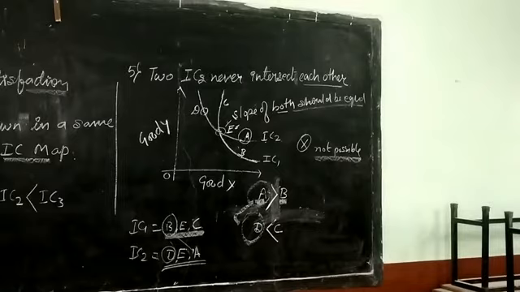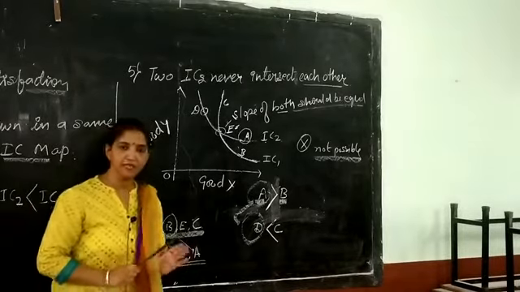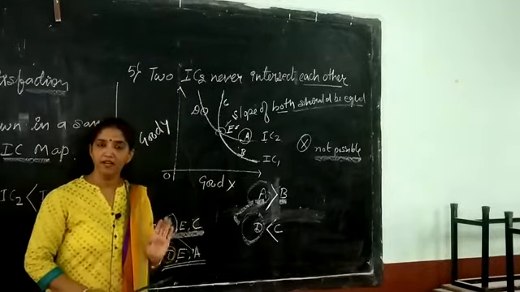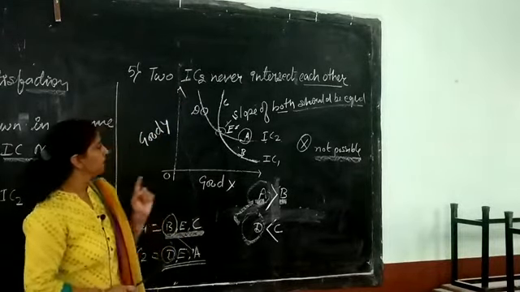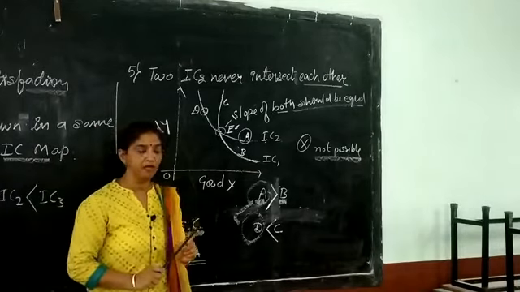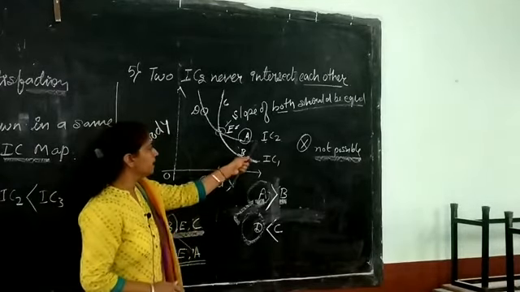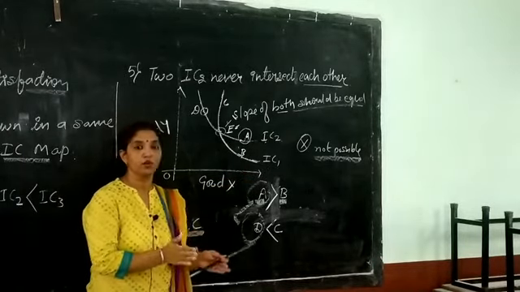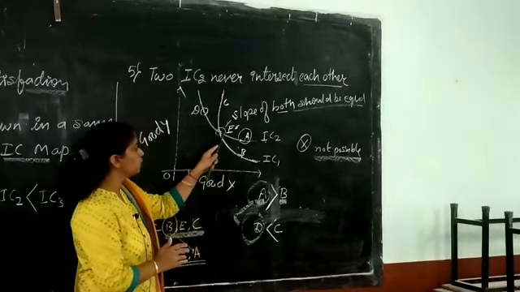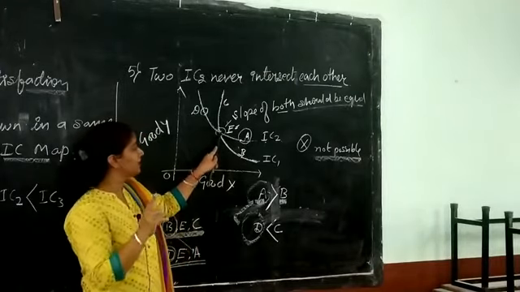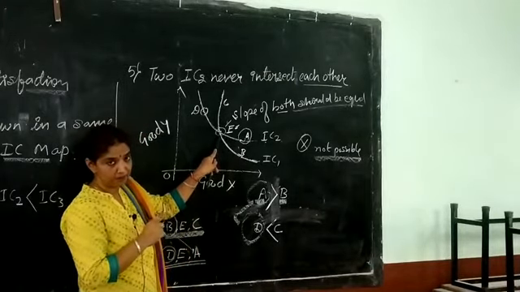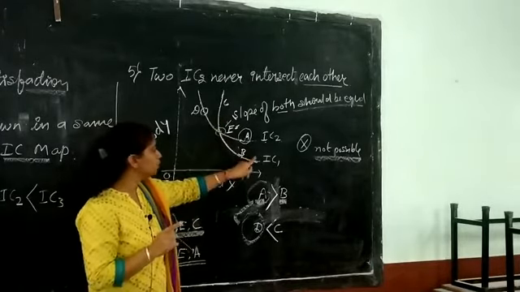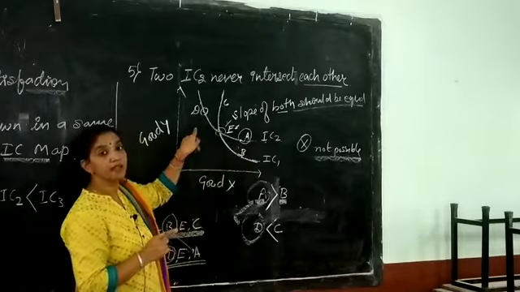One more time I am explaining. Once again I tell you that two indifference curves never intersect each other. Why will they never intersect? Remember this: in case IC1 and IC2 intersect or cross each other, their crossing point, the intersecting point, is E. We have assumed this. The points on IC1 are B, E and C. The points on IC2 are A, E and D.